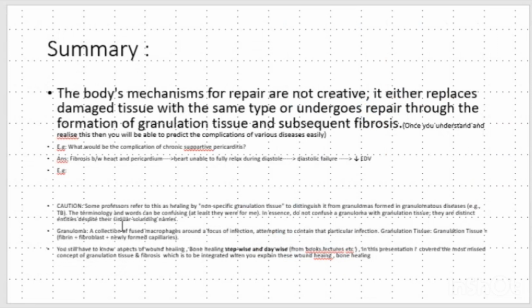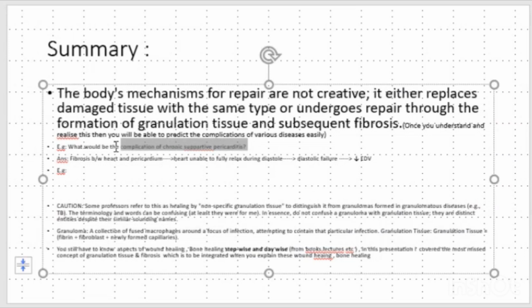So to summarize, the body's mechanisms for repair are not creative. The body only has two ways to repair something: either it replaces by its own cells or it replaces by connective tissue. If you understand this principle well, you will be able to answer cross questions of complications of literally any disease professors ask you. For example, I included what would be the complication of chronic suppurative pericarditis.